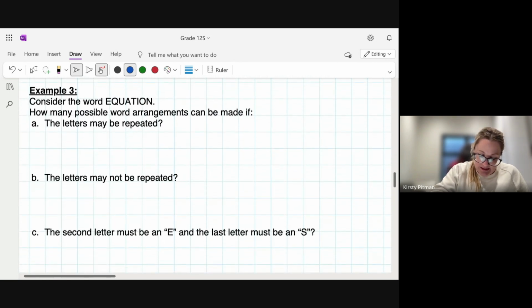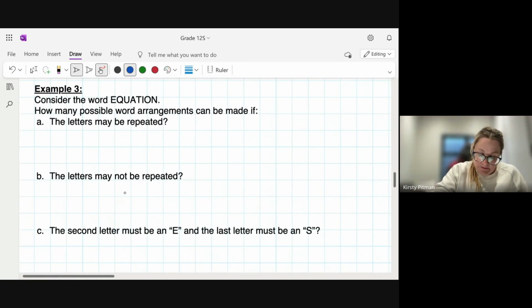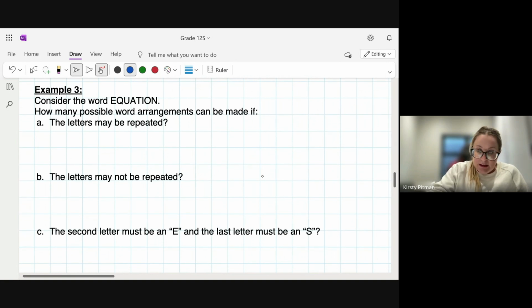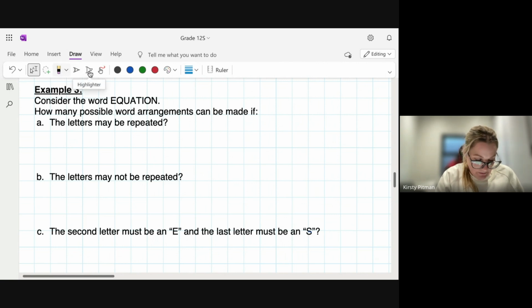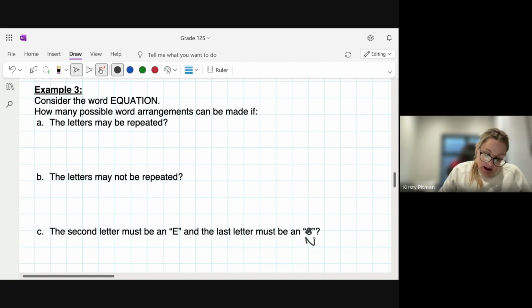Okay, so let's try another example together. Consider the word equation, guys. So I just need to fix this one here for you because it is not right. So you look at it in the meantime. Consider the word equation. How many possible word arrangements can be made up if the letters may be repeated? So how many possible word options can I have if I'm allowed to repeat letters?